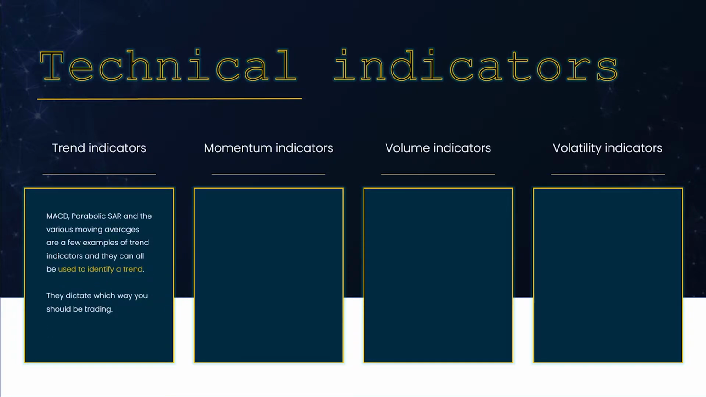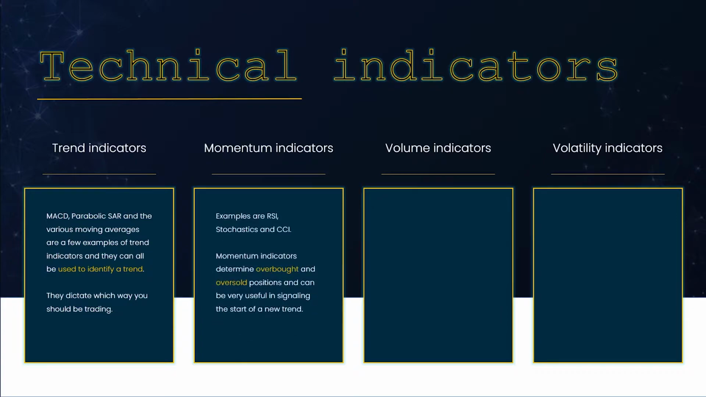Trend indicators. MACD, parabolic SAR, and various moving averages are just a few examples of trend indicators, and they can all be used to identify a trend. It's widely argued that you should only trade with the trend. So all of these indicators will help you to decide in which direction you should be trading. Your only decision now is at what level you enter the trade.